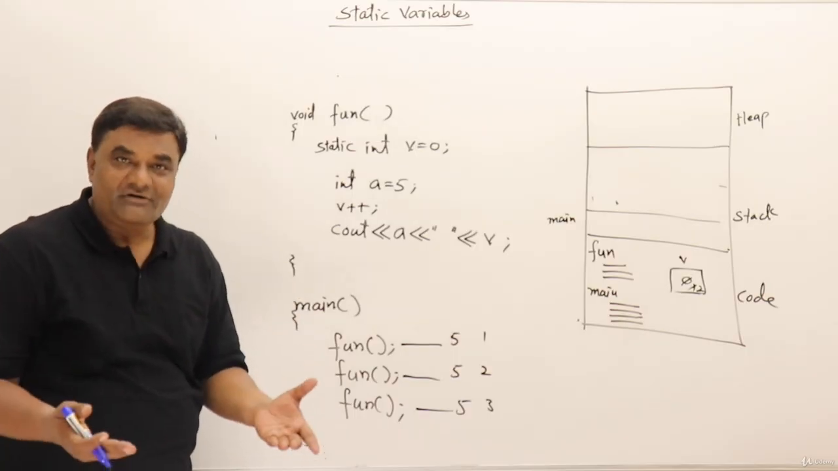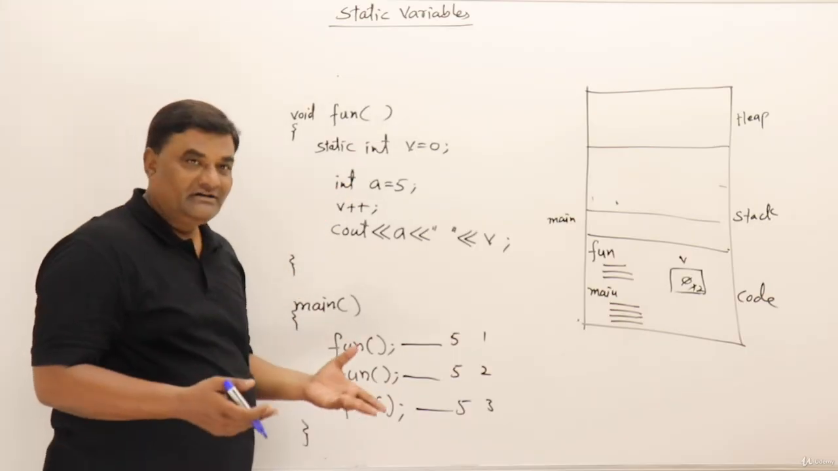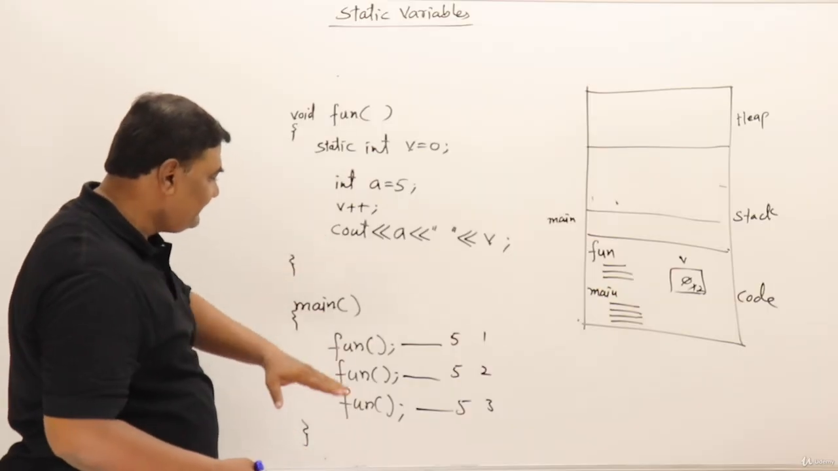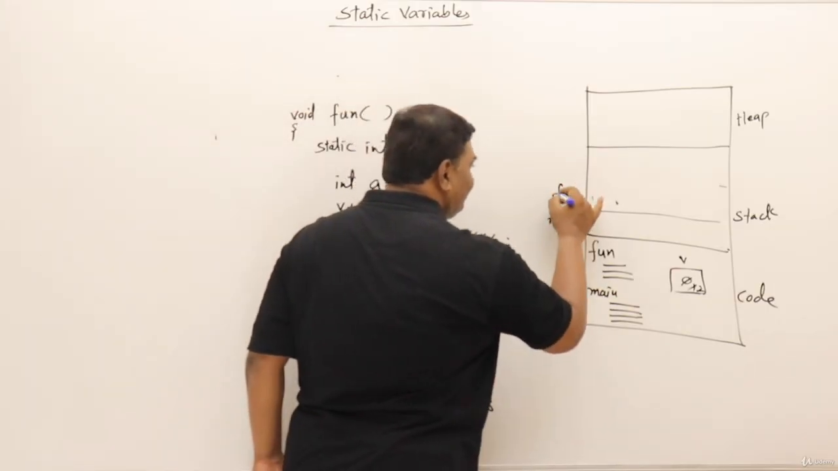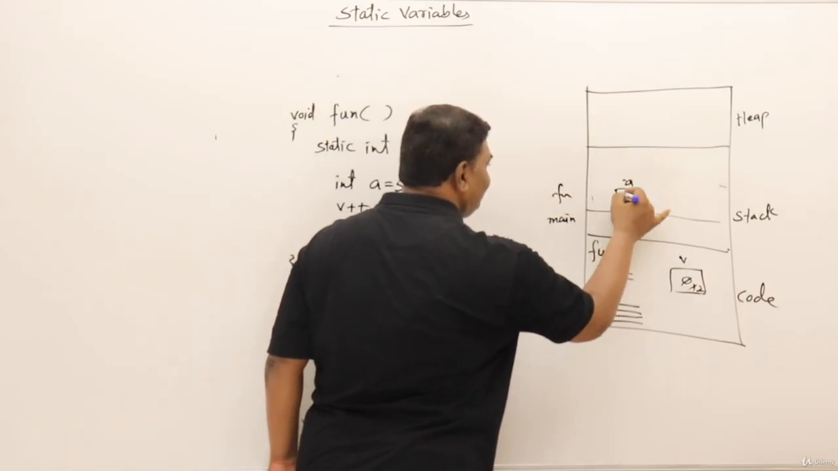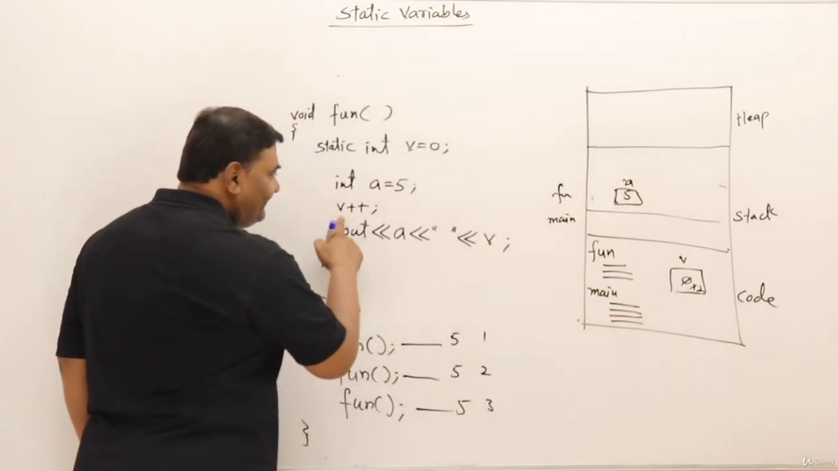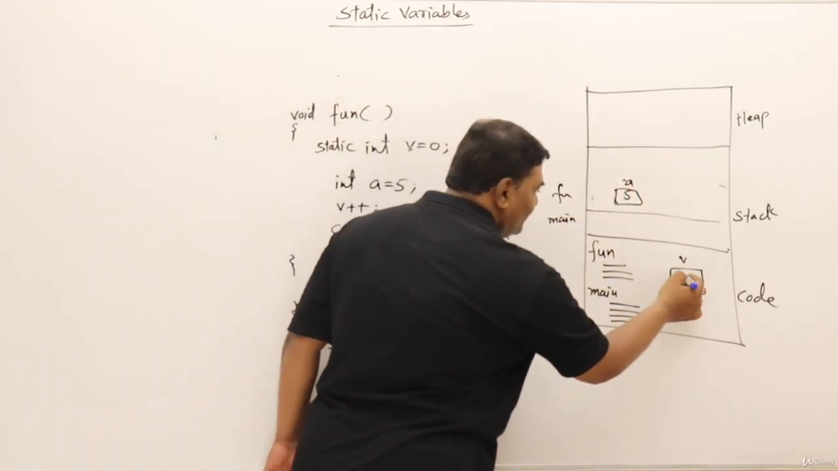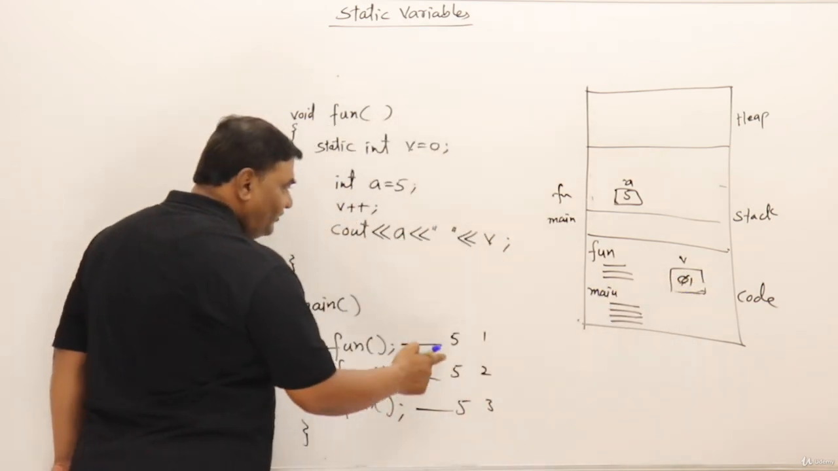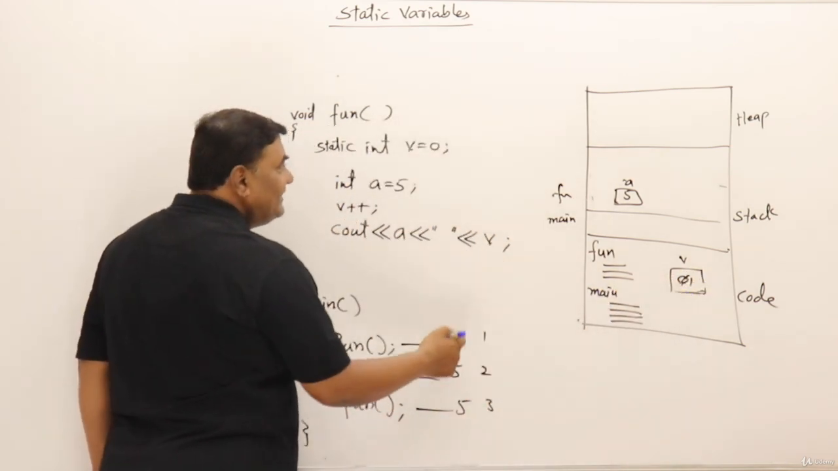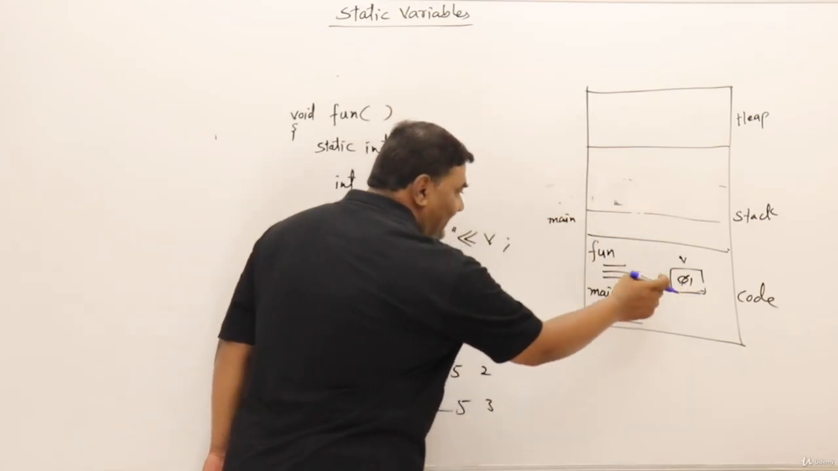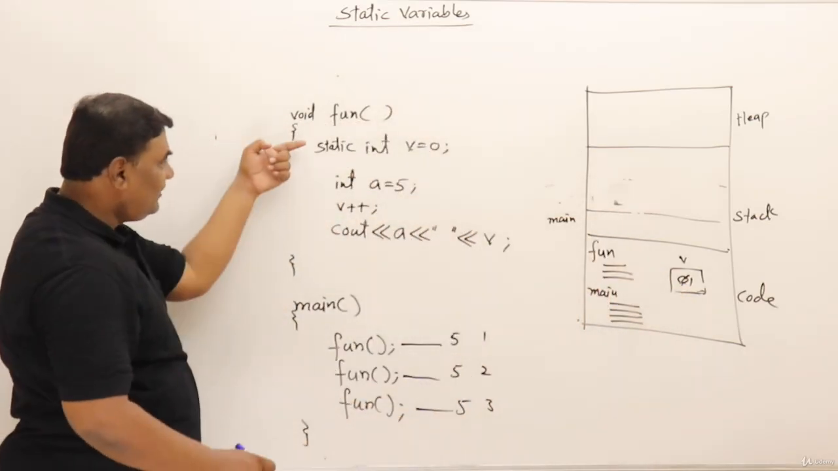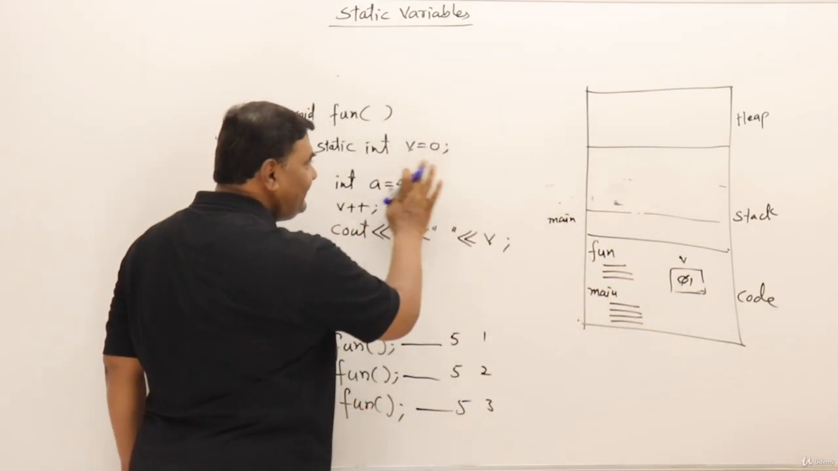Now if I run this program, how does the static variable work? Same result. First time when it is called, v is 0, then a is created in function fun with value 5 and v plus plus, so v becomes 0 to 1 now. Then display 5 comma 1, and the function ends. This is gone, but that remains as it is. In the second call, again, this is not done again.